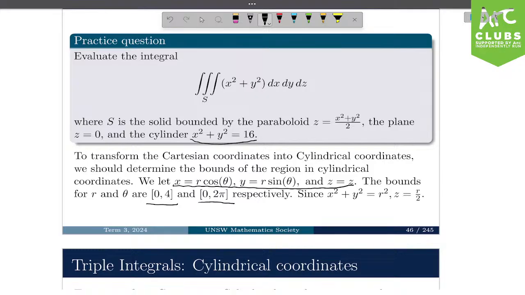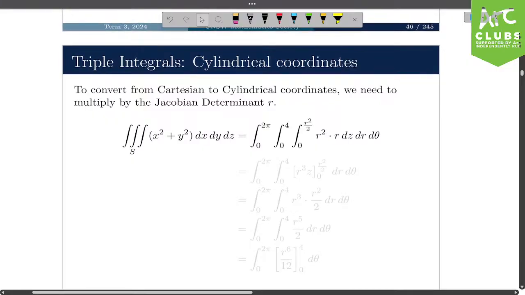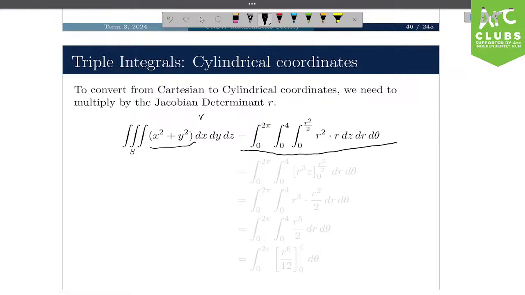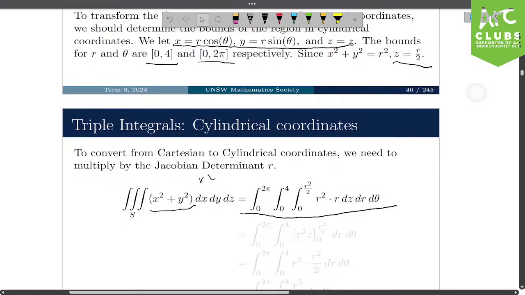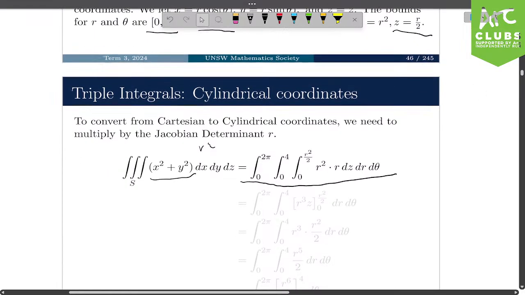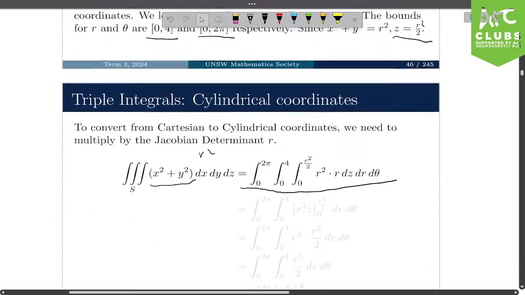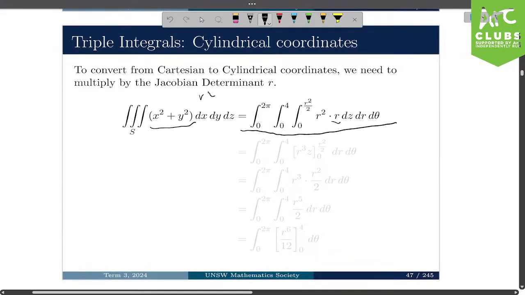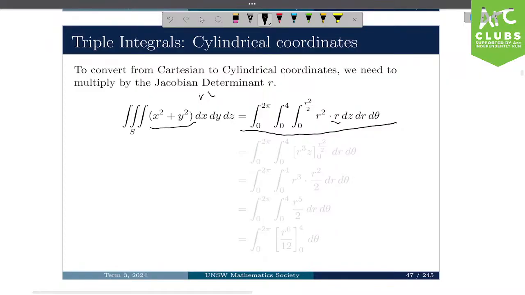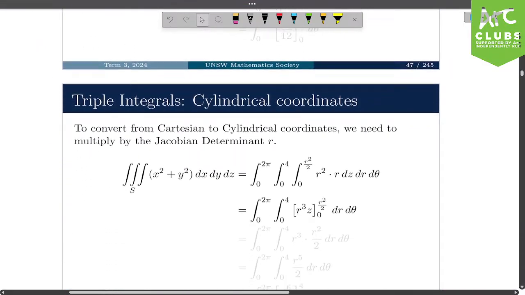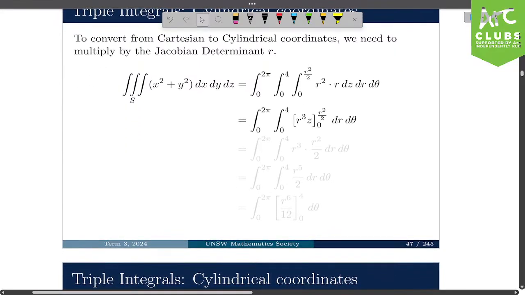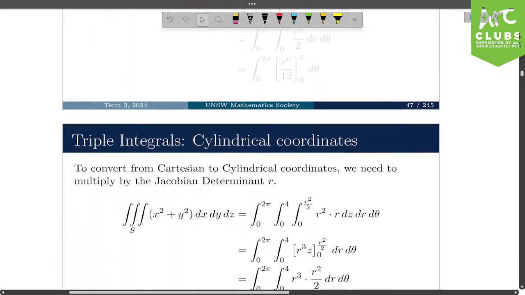And then since x squared plus y squared is equal to r squared, we know that z is equal to r on 2, so that will be our upper bound for z. So rewriting the equation gives us this, where x squared plus y squared is equal to r squared. And then the r is just basically the Jacobian determinant that we have to multiply by when switching coordinates. So we end up getting this expression over here, which is just r to the power 5 on 2.